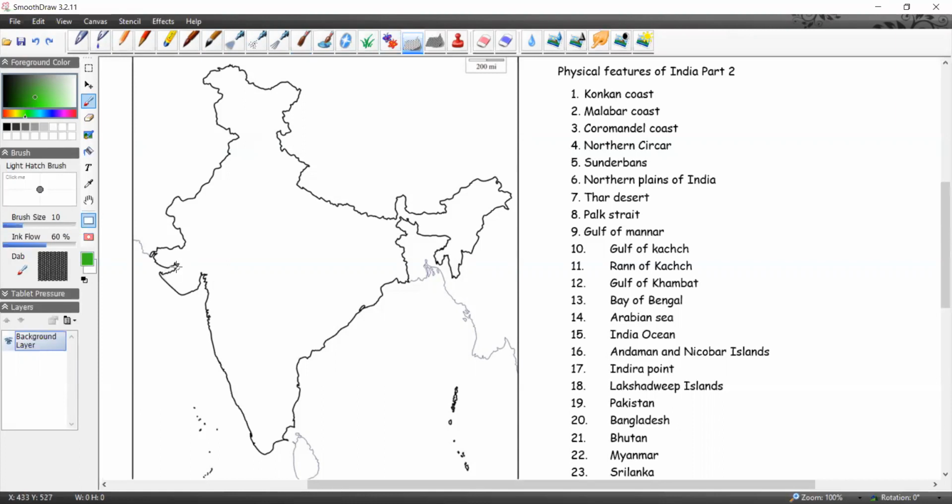So Konkan coast extends from here. It is broader in Gujarat and it becomes narrow here. And this is Konkan coast. This is number 1.